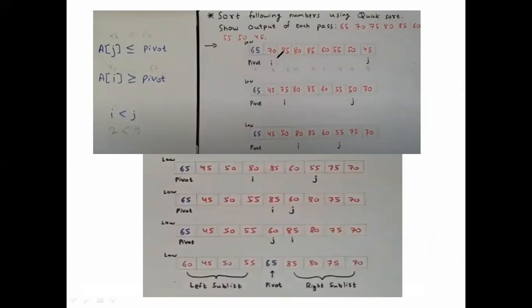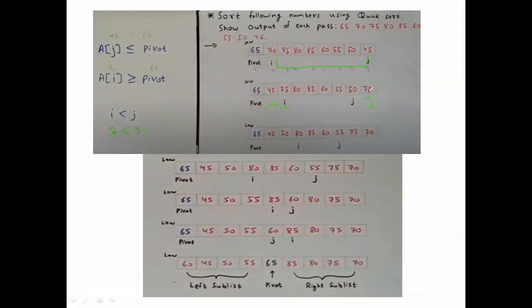Okay, these two are swapped here, then 45 comes here, and 70 comes here. Then check the condition: i value is greater than j? No, so just increment i by 1. So here the i value is greater than 65, stop i. Then you have to check the index also. Here 2 is less than 9, so the condition holds, then swap these elements.